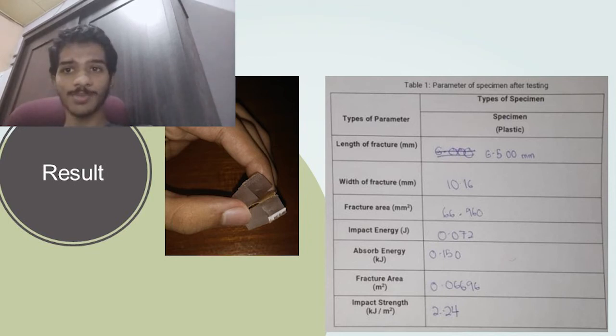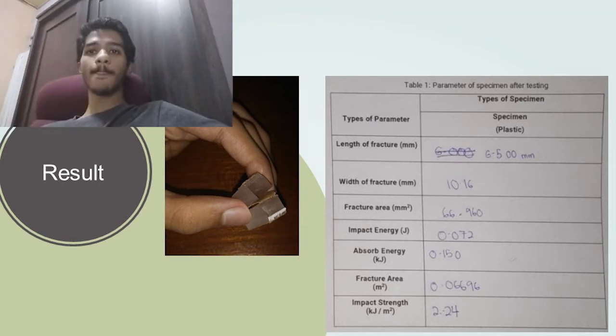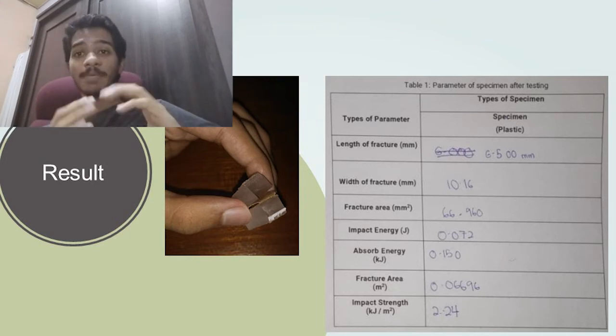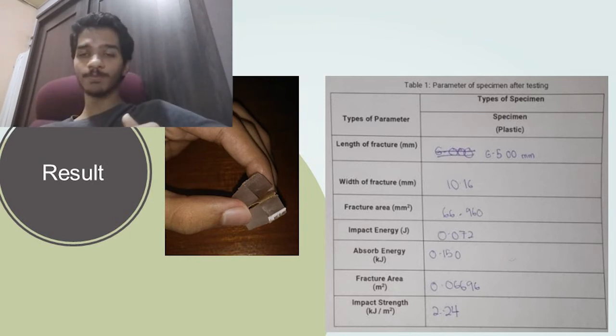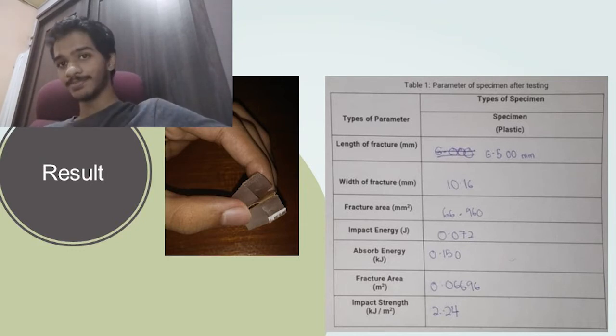Today I'm going to be explaining the results and observations of our experiment, which is the impact test. For the results, you can see there is a picture of the specimen attached here. We took the measurements starting from the void line to measure the fracture length and width. The data we measured, we recorded in a table that is also provided. The table consists of several types of data: the length of fracture, the width of fracture, area of fracture, impact energy, absorbed energy, and the impact strength.